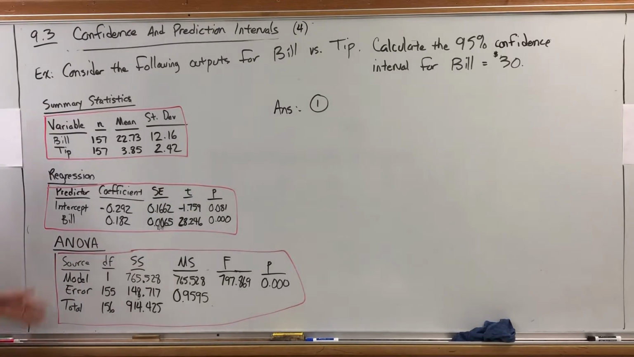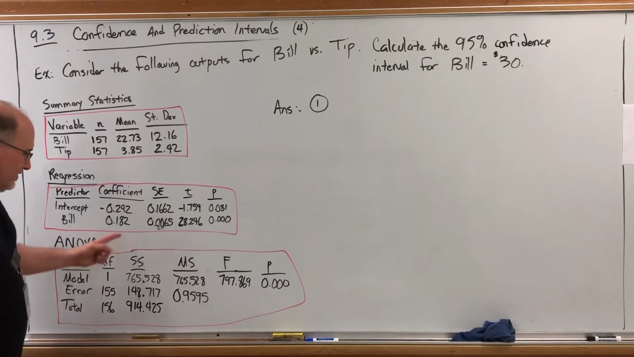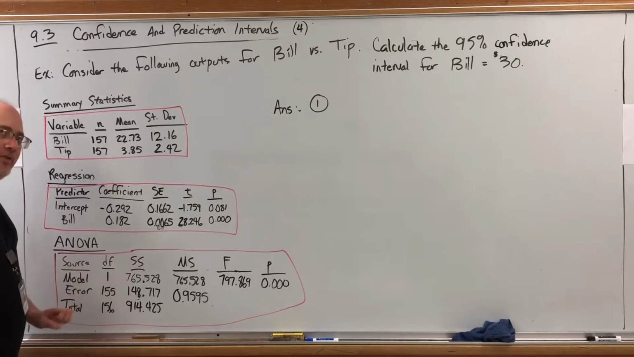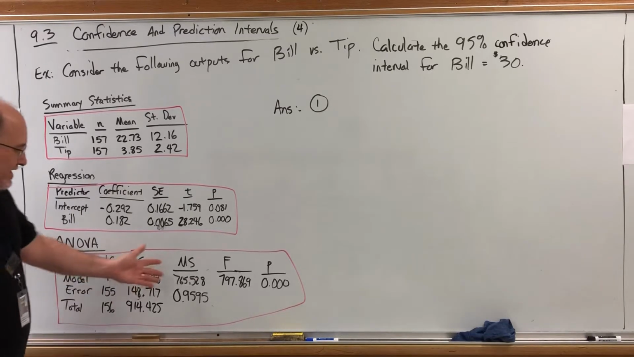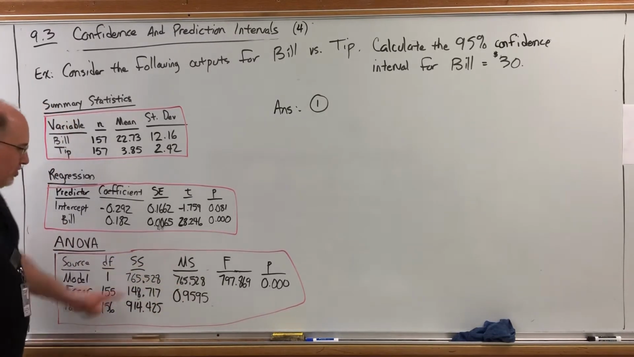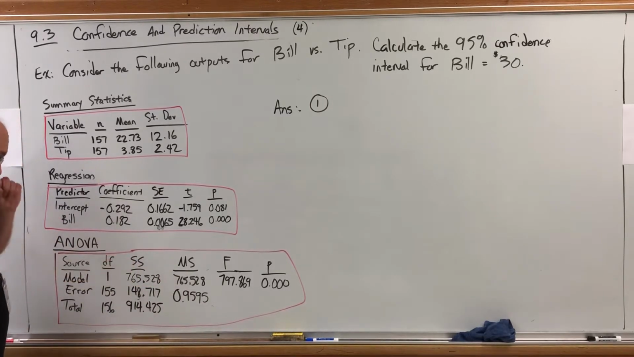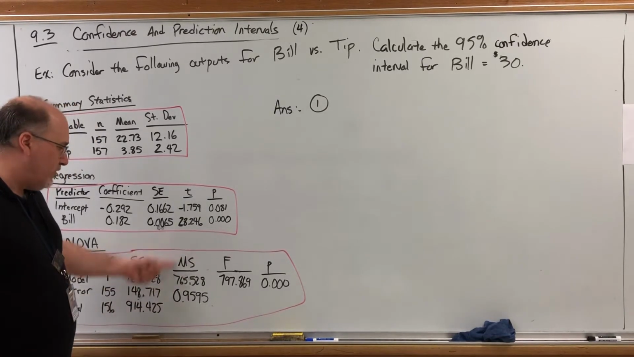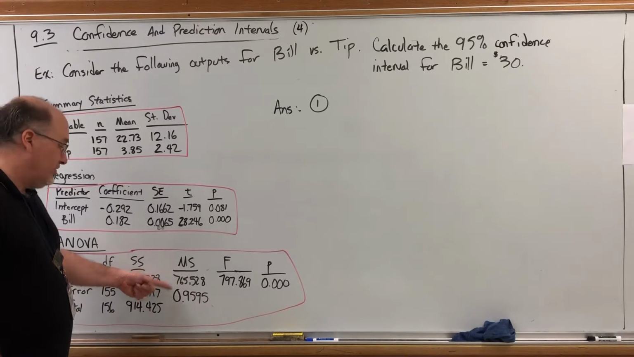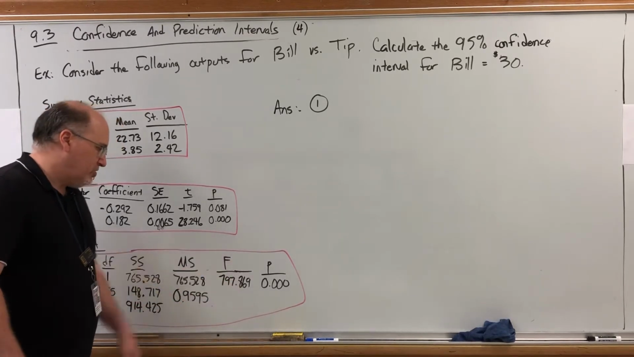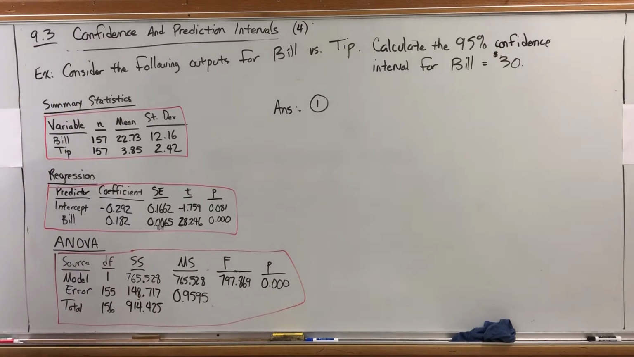For the ANOVA output, we still have the same three sources of variability as before: from the model, from the errors that the model doesn't account for, and the total variability, their respective degrees of freedom, and the sum of squares for each one. We never actually did those formulas. We'll let the computer do the work for us. Then the MS's, and just remember that in any ANOVA table, the MS is always the SS divided by the degrees of freedom, which is why these two match, because the degrees of freedom is 1. The F statistic, which is the ratio of the MS's, so MS model divided by MS error, and then the p-value associated with that test statistic, if we were testing, is the model effective? There's a lot of questions I could ask you, but let's go to this confidence interval.